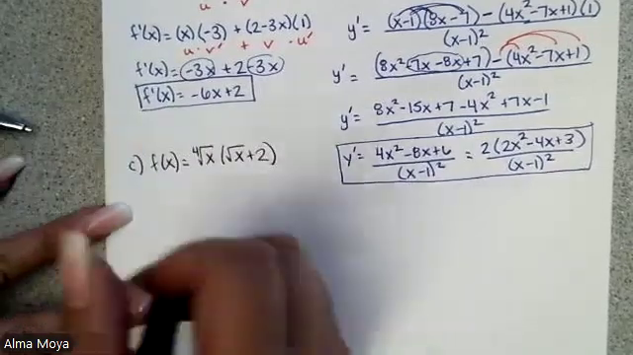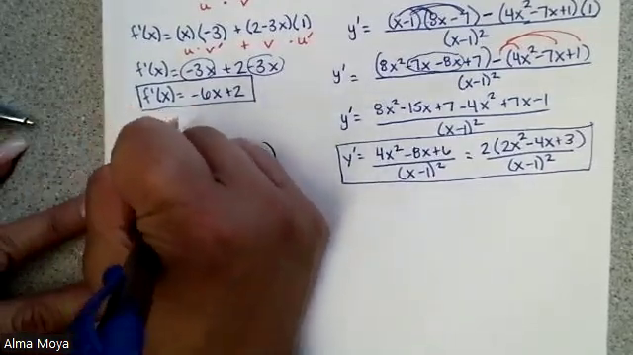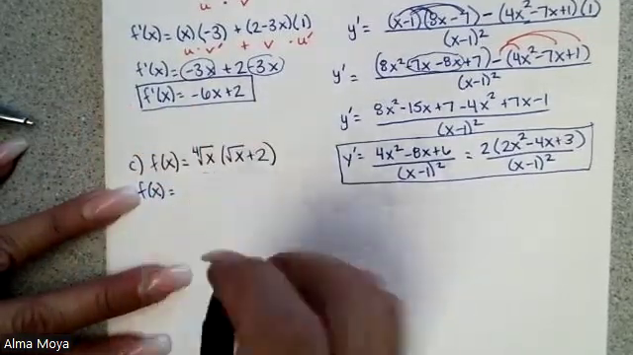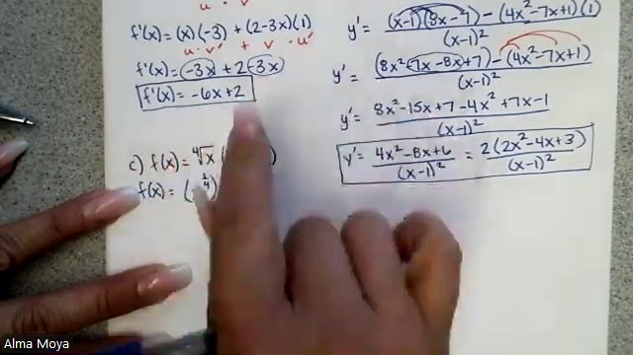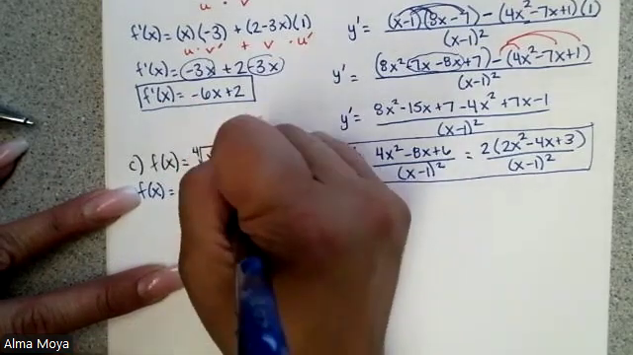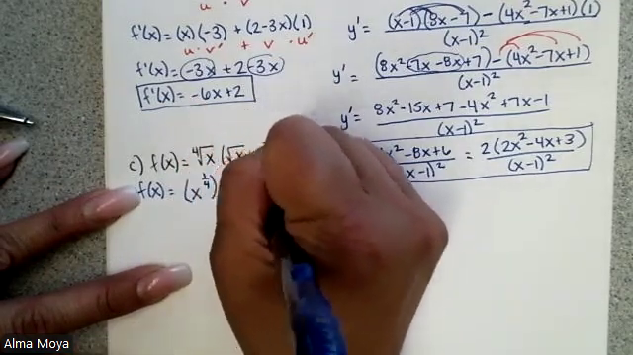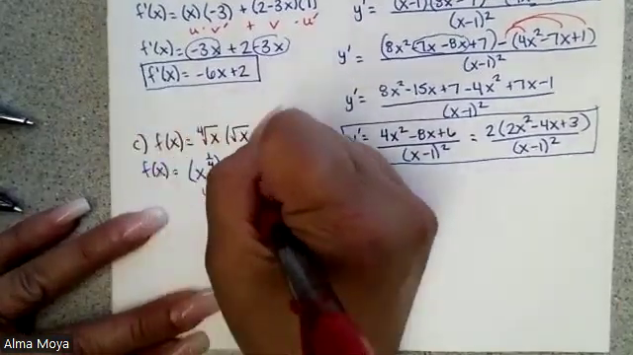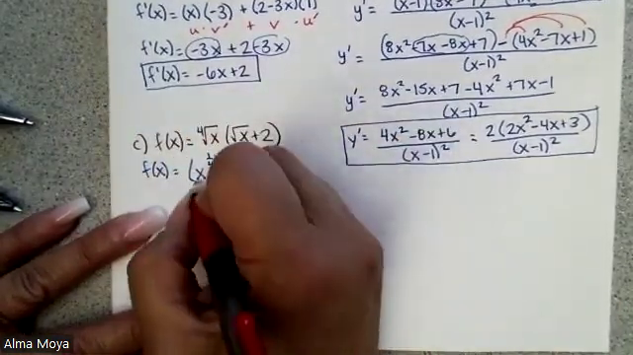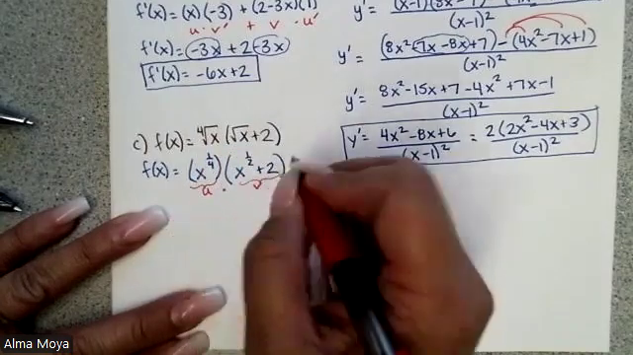I'm going to rewrite this though. This is actually x to the 1/4 power, and that's x to the 1/2 power plus 2. We're going to do the product rule. This is going to be my u. This is going to be my v. So all of this is the u. All of this is the v.